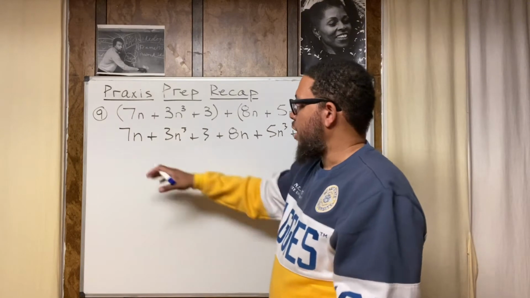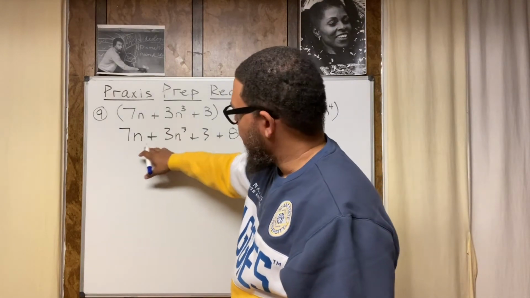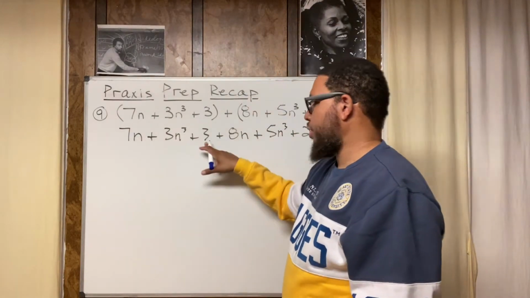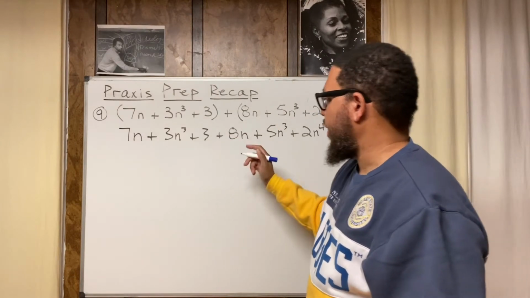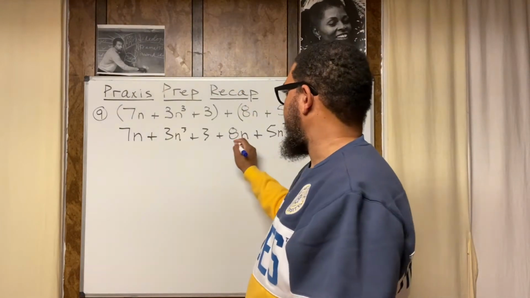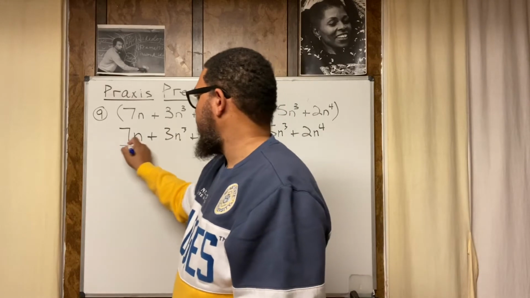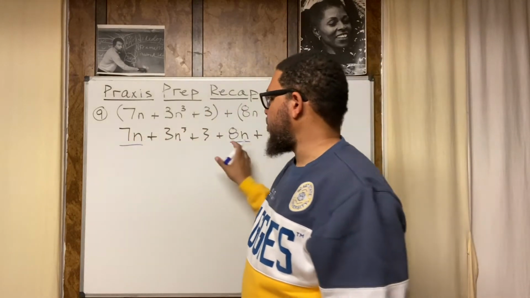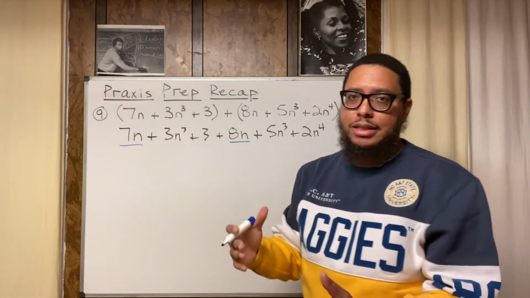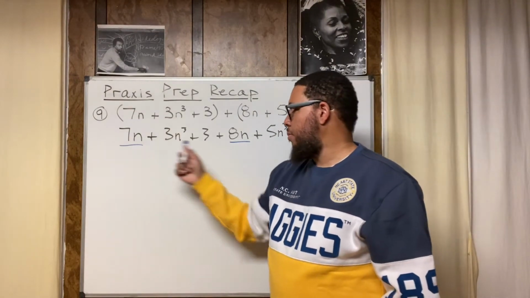So now I see 7n, 3n to the third is not alike. 3 is not alike. 8n is alike though. So 7n and 8n are like terms. So I want to identify them. So I'm going to underline both of these. That lets me know that these are both like terms because they got the same symbol underneath of them. I underline both of them.